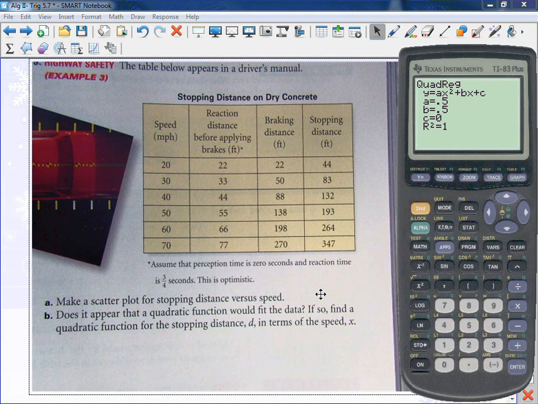What we're going to do is make a scatter plot for stopping distance versus speed. So we want to know how fast you're driving and how far you travel by the time you press the brake to when you come to a complete stop. What's going to be L1? Speed's the L1. Stopping distance is going to be L2. So put them into L1, L2, find out what the equation is.